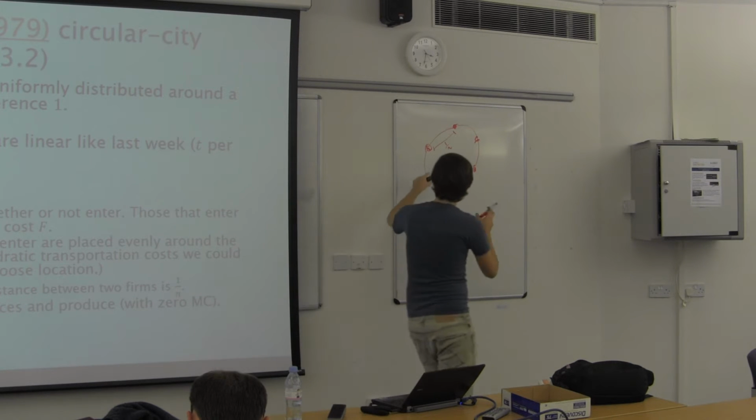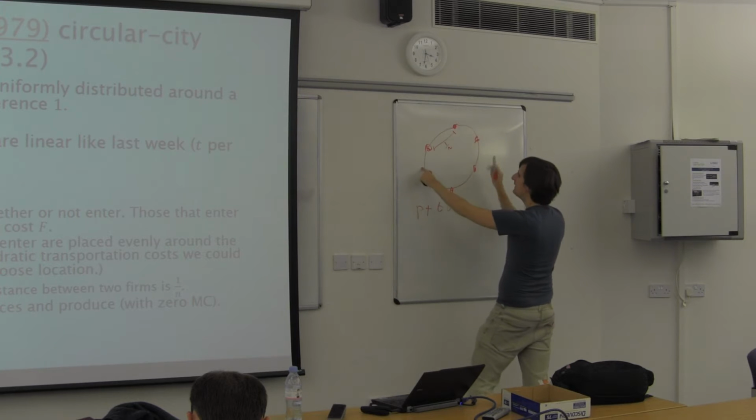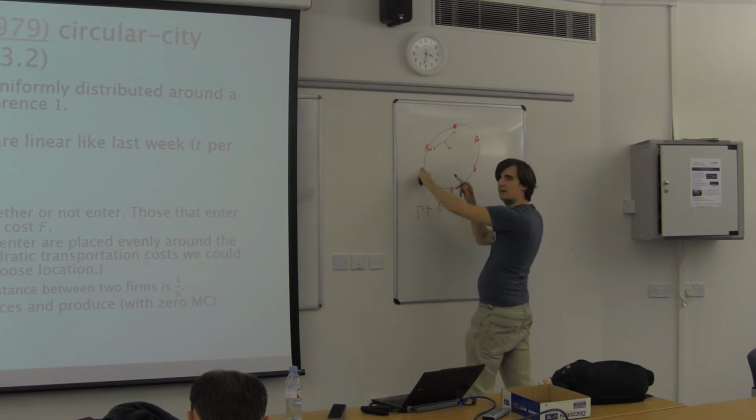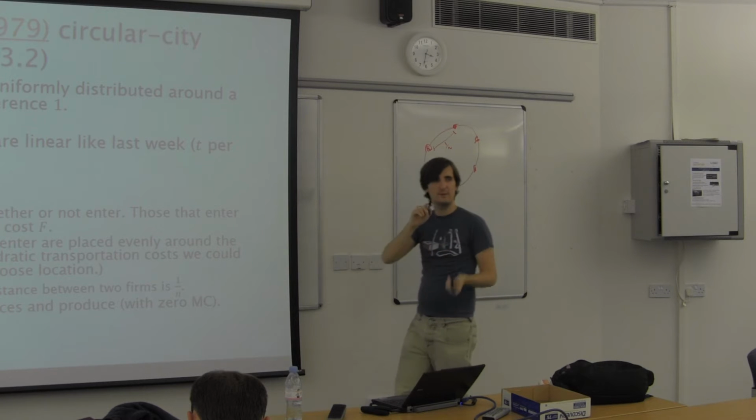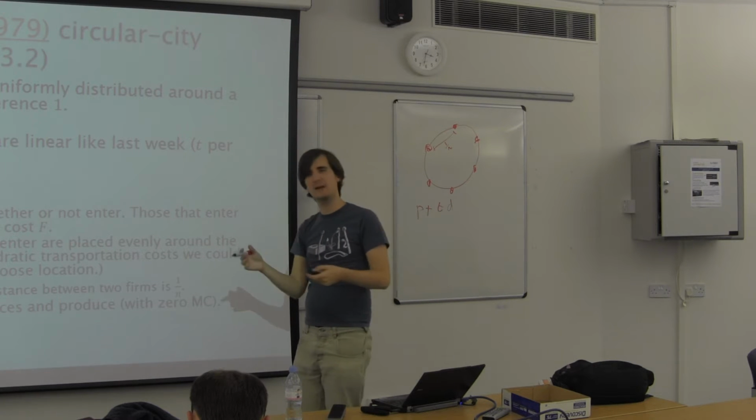So you're a consumer here, you can buy from any firm around the circle. Which firm you buy from is going to be a trade-off. There's going to be a trade-off between the distance you have to walk and the price you have to pay when you get there.